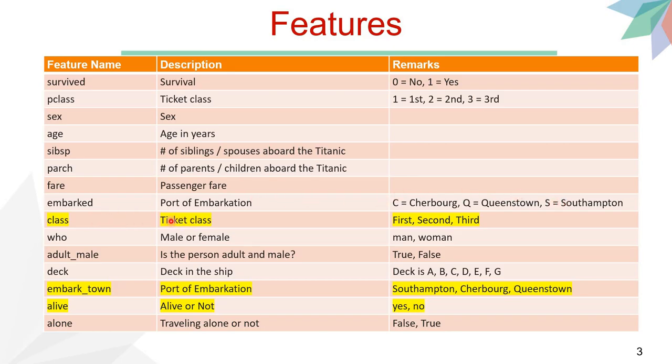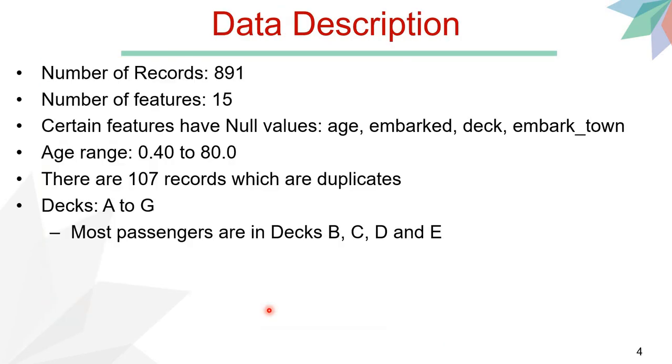And then you can see there is a repeat of this ticket class, which is basically the P class. Here it is in numbers, here it is first, second and third. And then it says who, whether it's a male or female. And then adult male, it says whether the person is an adult or not adult. And then you will see there is deck, which is between A to G, and then embark town, which is basically a repeat of embarked, which has 3 specific places. Alive, which is again repeat of survived, which is alive or not. Traveling alone, if someone traveled alone, it's said as true, otherwise it's given as false.